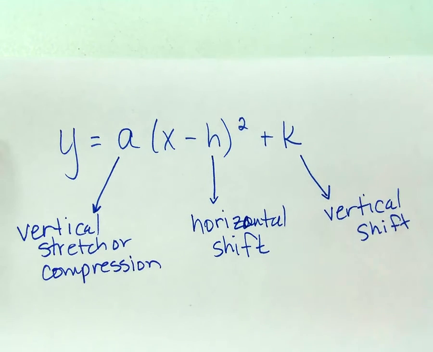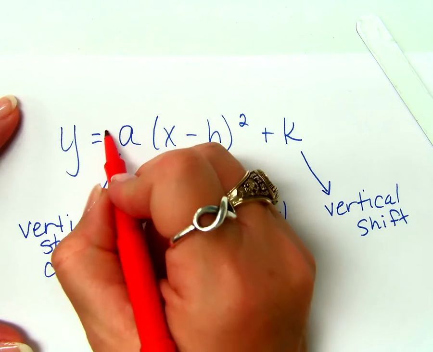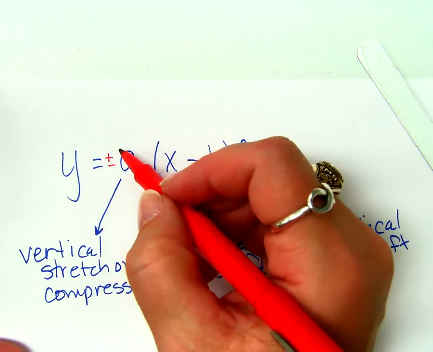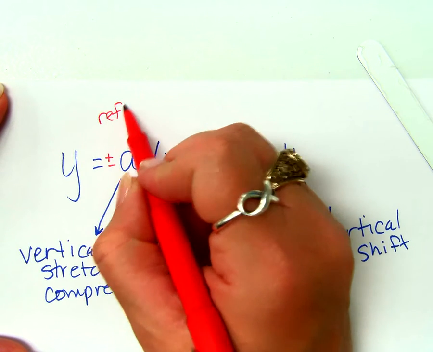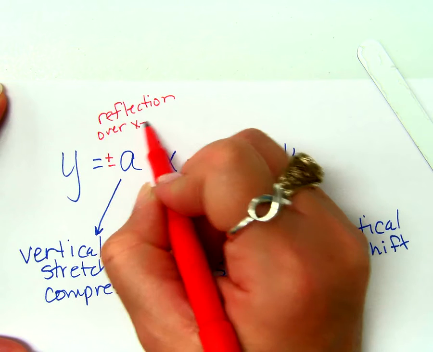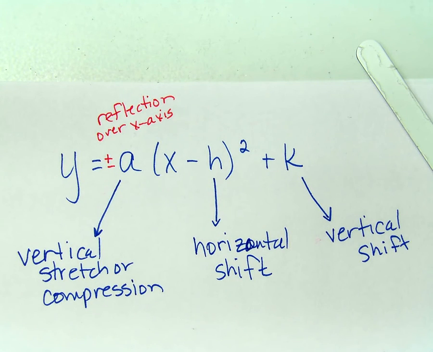There's something else about A that we need to remember. If it's negative, it reflects on the x-axis. Right, so the sign of A matters, right? It's either going to be a positive or a negative, and a negative A would cause a reflection over the x-axis, right? Now, that's really as far as we went when we talked about quadratics this past unit.